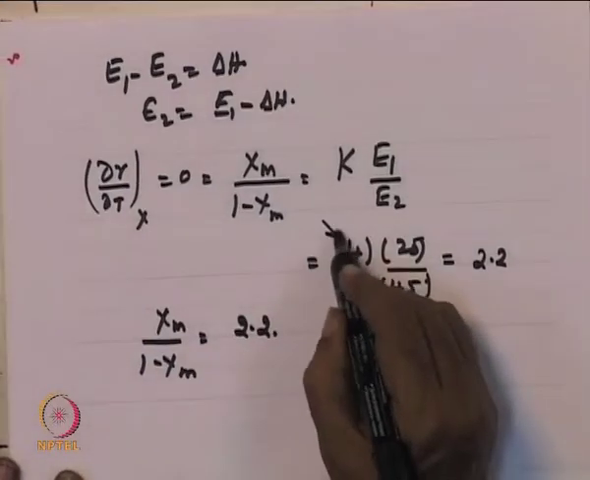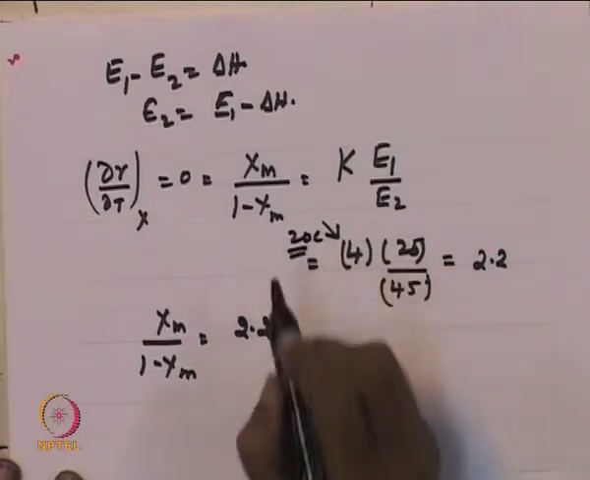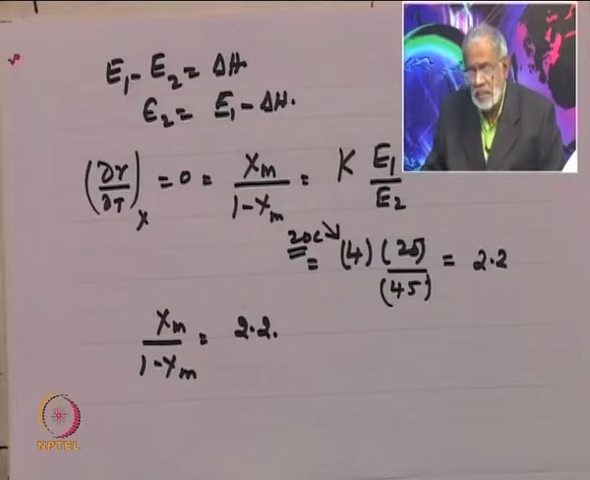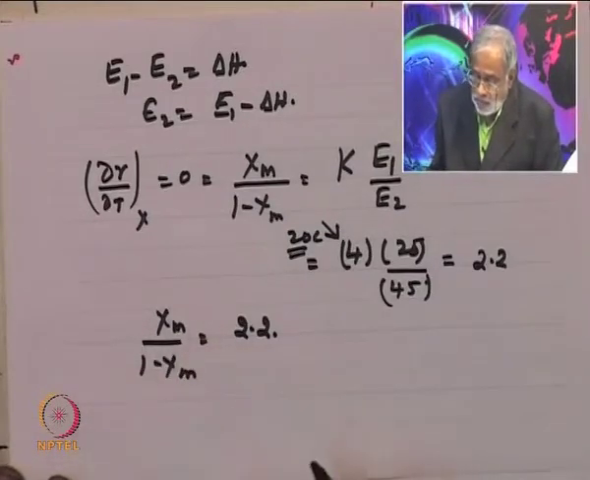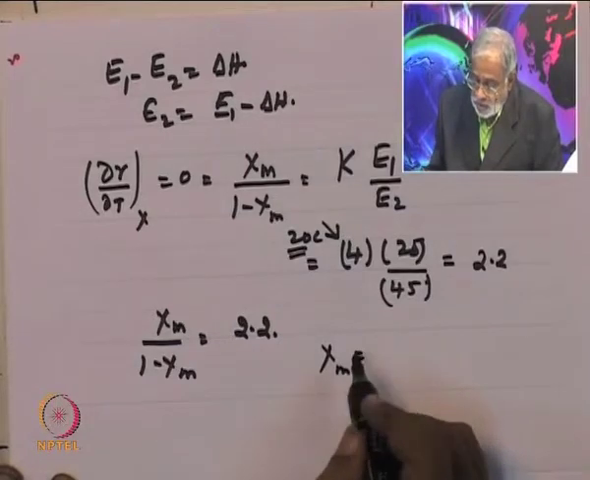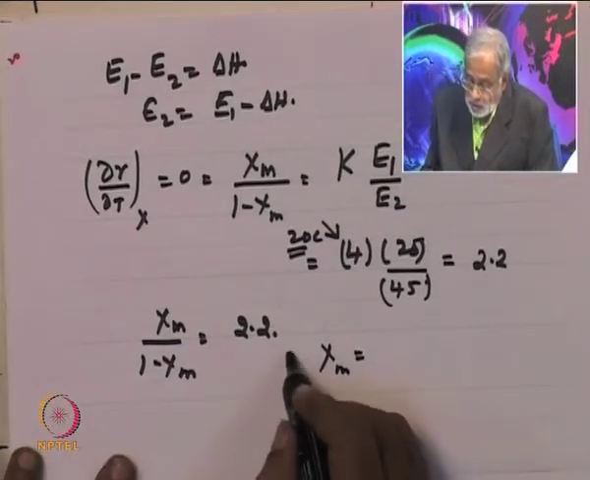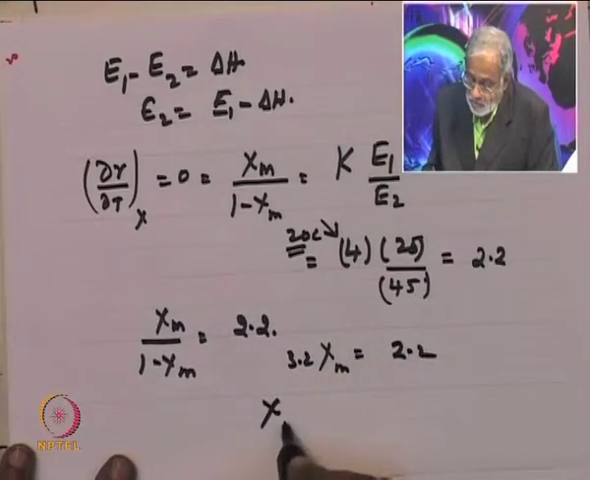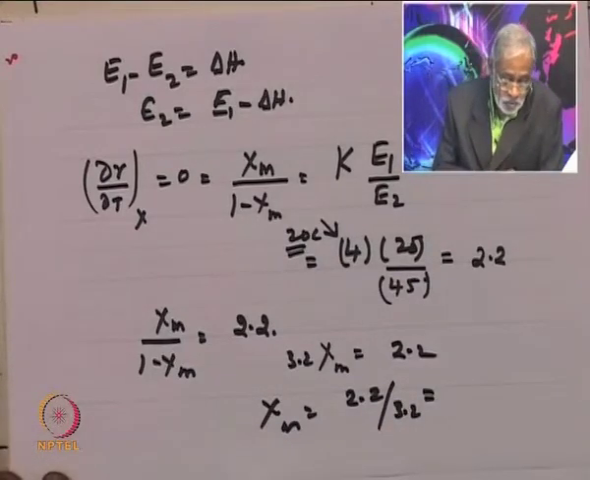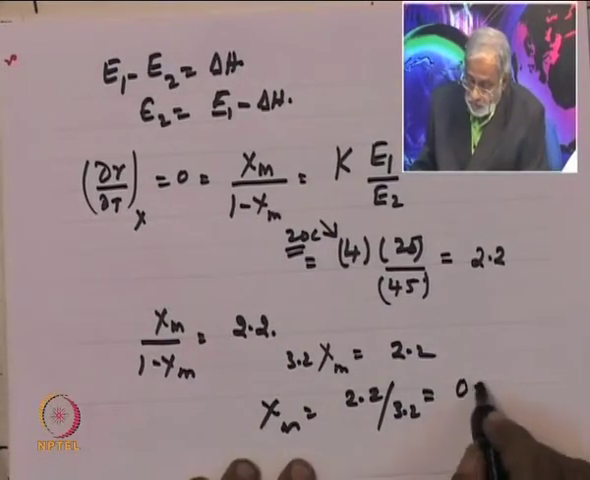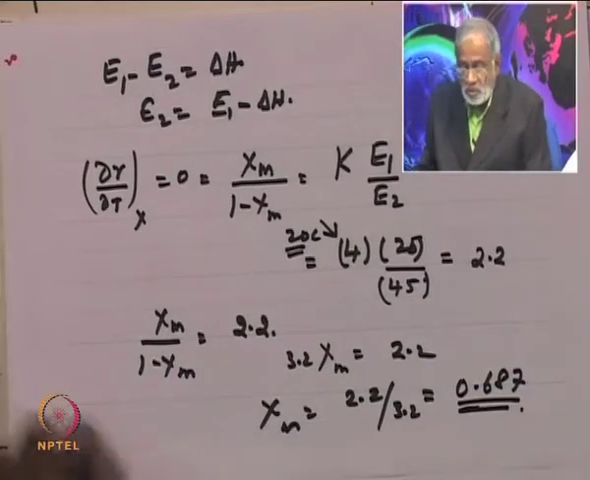Now this K is at 20 degrees, 20 C. So in other words, what we are trying to say is that if you have a stirred tank and you have a choice of temperature at which you want to operate, then immediately this fixes the value of x_m at which you must operate. So x_m equal to, take it here, 3.2 x_m equal to 2.2. So x_m equal to 2.2 divided by 3.2, that is equal to 0.687.